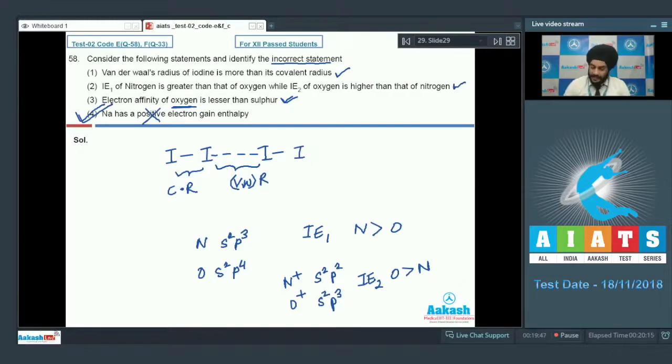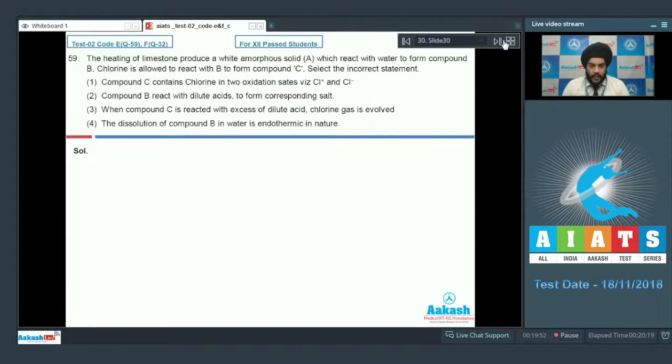Let us look at question number 59 now. The heating of limestone produces a white amorphous solid A. So limestone, which is CaCO3, when it is heated, forms CaO and CO2. So the white amorphous solid is CaO.